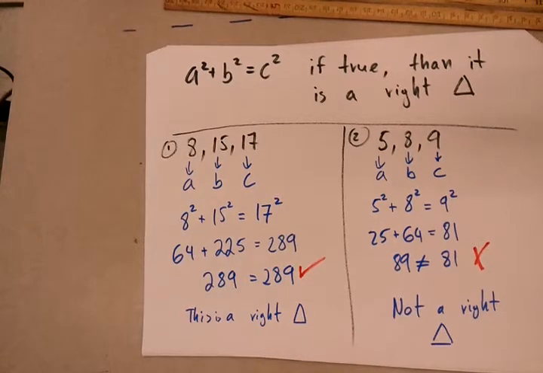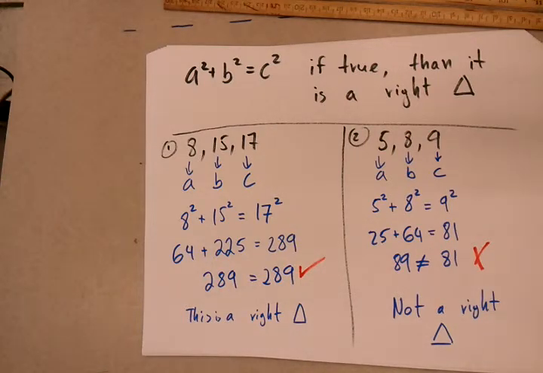This might not even be a triangle. We don't know that for sure based on what we've done so far. All we know for a fact is that number 2 is not a right triangle. Number 1 was a right triangle, number 2 is not a right triangle.